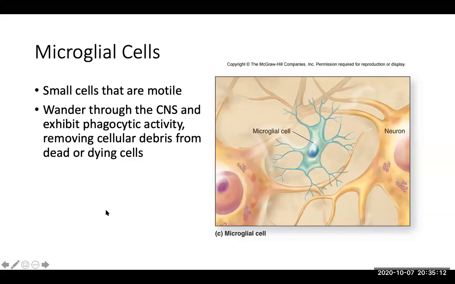Microglial cells are small cells that are motile, they can move. They will wander through your central nervous system and exhibit phagocytic activity. That means they'll engulf any sort of cellular debris from dead or dying cells. So they're kind of the cleanup cell of your nervous system.